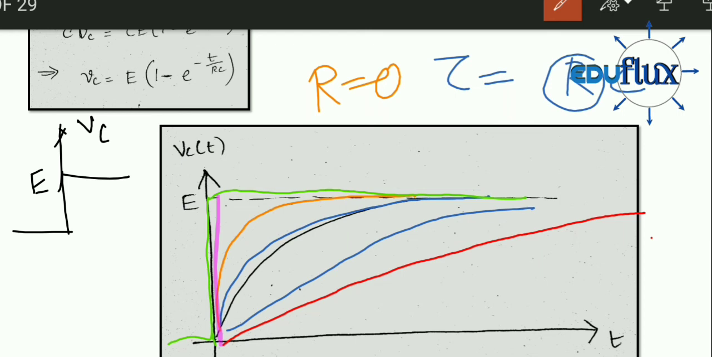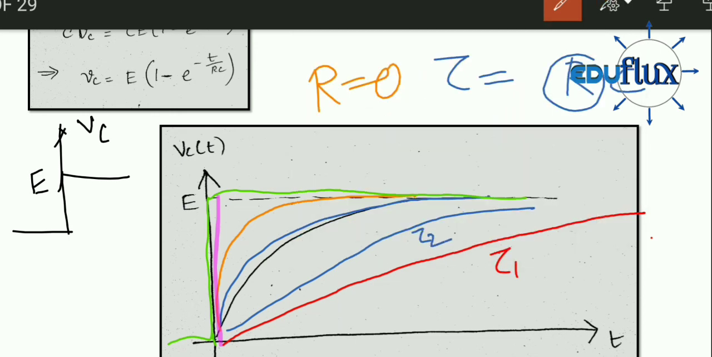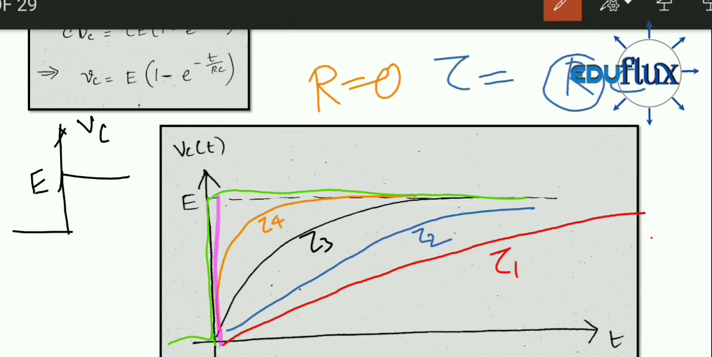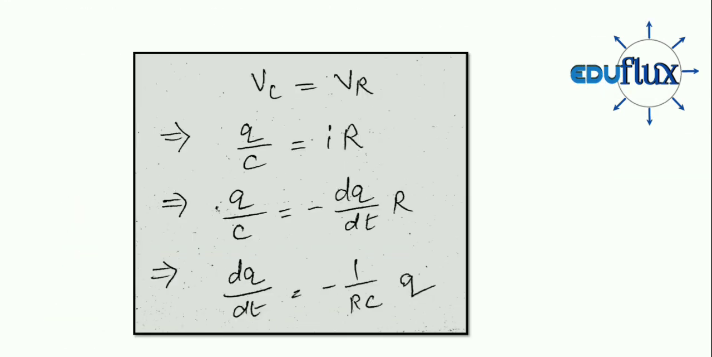So that is the significance of the time constant. I can say this is red, this is T1, this one as T2, this black one as T3, this one as T4, and the green one as T5, and T5 is equal to 0. So it is going in decreasing order this side. So that was the significance of time constant, and the same thing we can conclude here also.